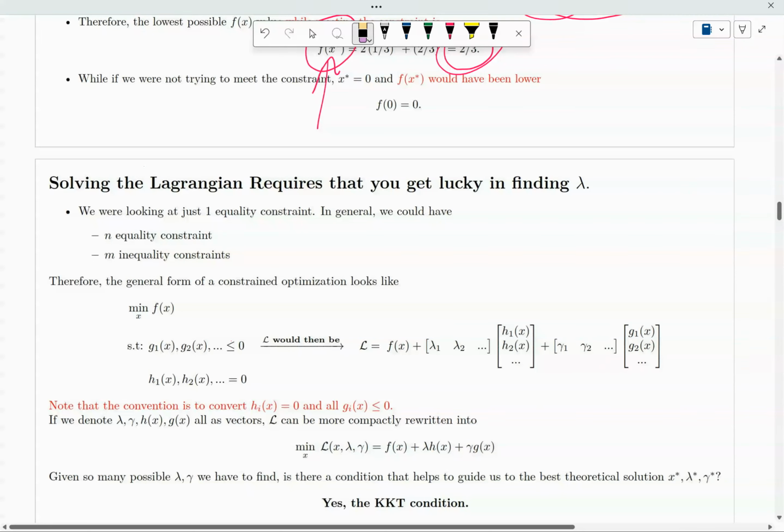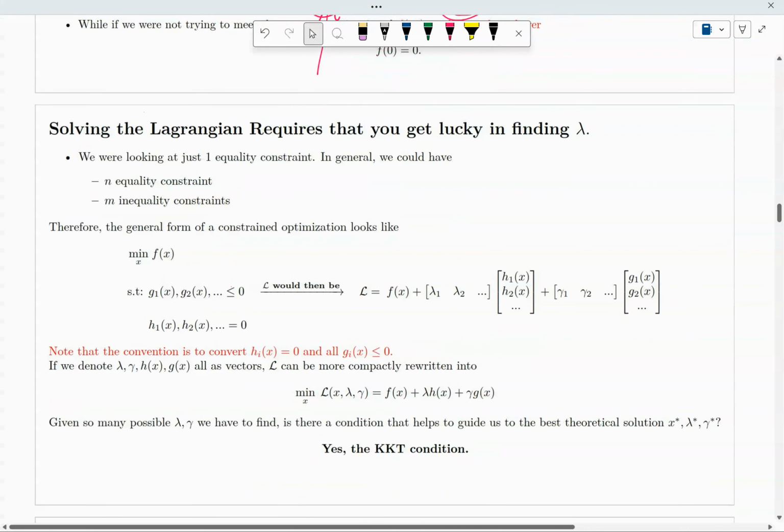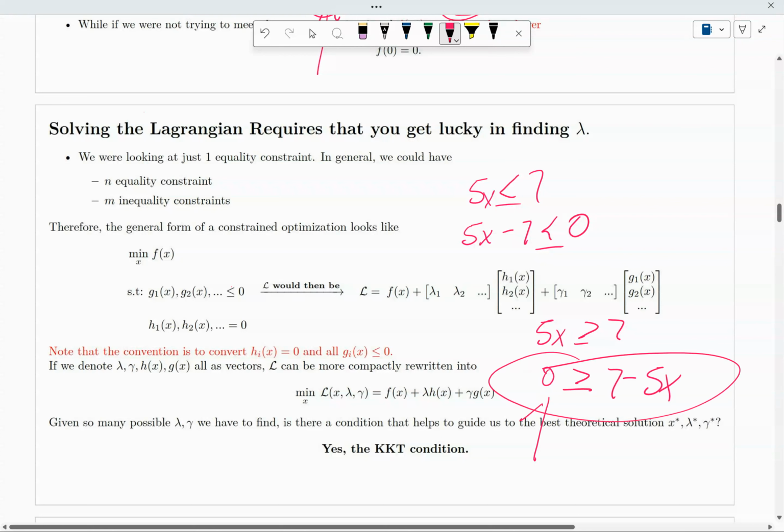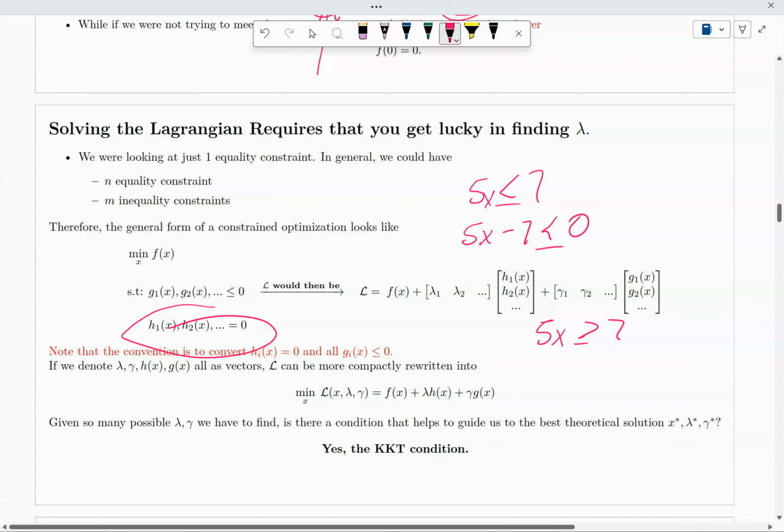So note the convention. Inequality constraints always end up with less than zero, no matter what. 5x less than 7, you can always set this up to be less than zero. And if it's 5x greater than 7, then it's equivalent to 7 minus 5x less than 0. So you can always set it up with a 0. Equality constraints, you also always set up the same way. That's the key standard you have to get used to and remember.